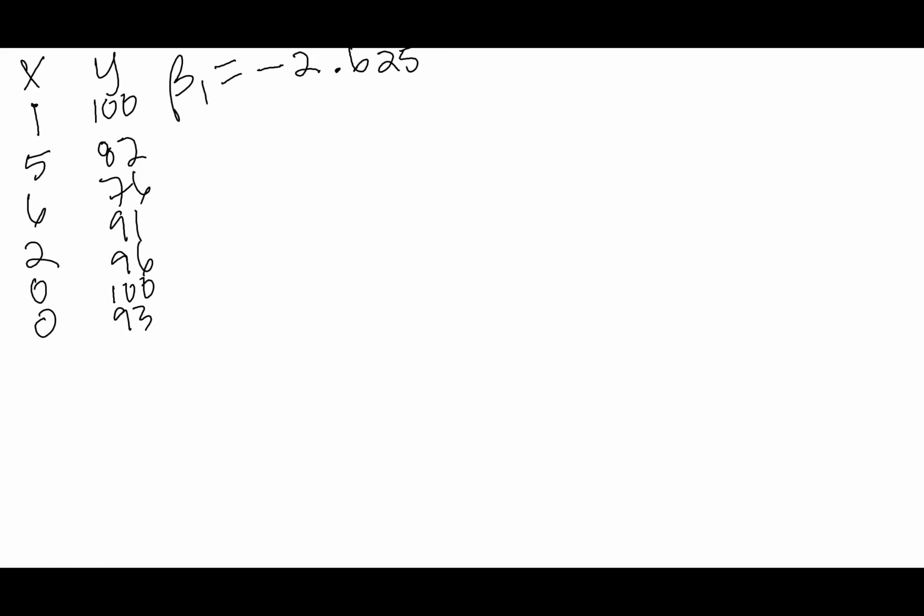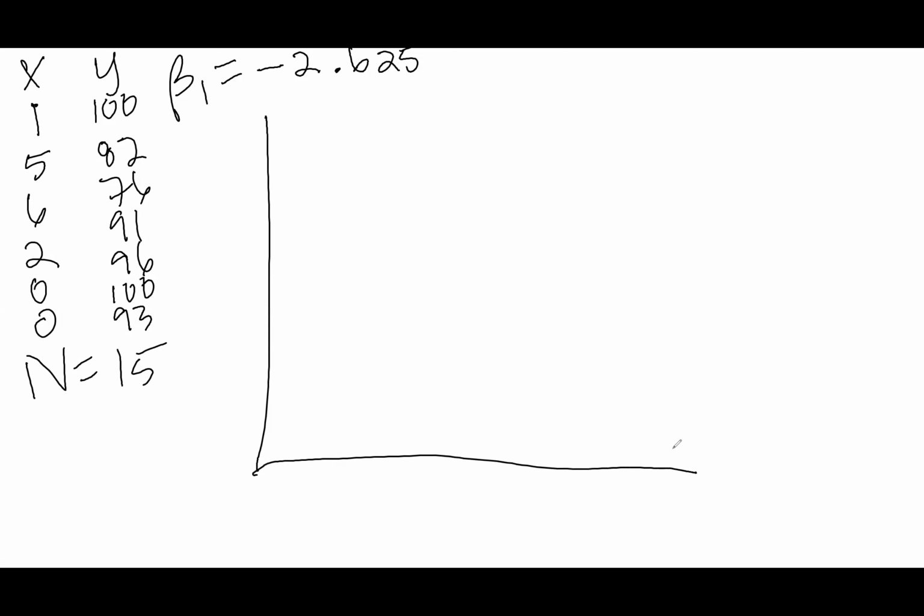And let's think about this N of 15 that we observed. Now imagine here on my x-axis, I have my beta 1 coefficient. And here in this sample of 15, my beta 1 coefficient is a negative 2.625. Now here my y-axis is going to be the probability of observing that beta coefficient.